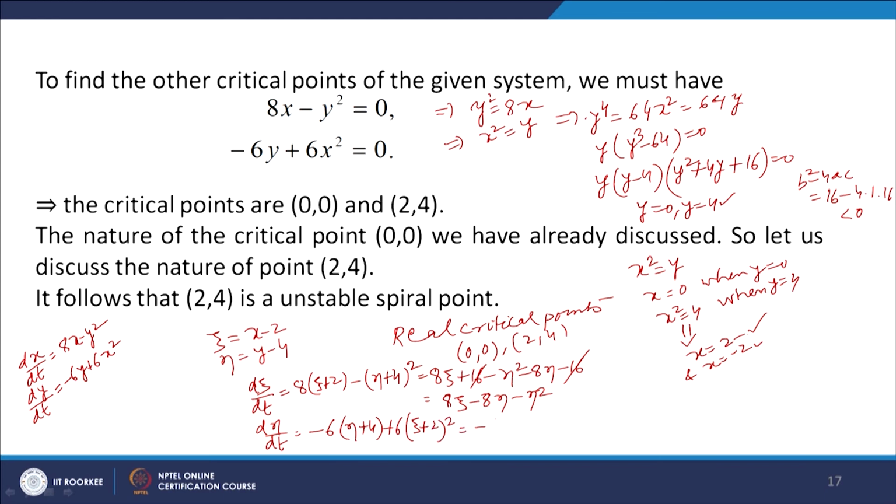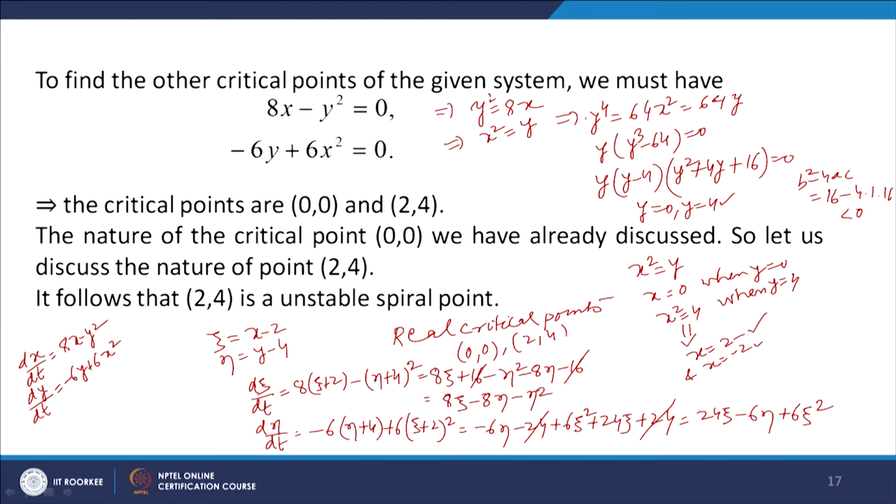So, we get minus 6 eta minus 24, and here we have 6 xi square and we have 4 xi. So, 24 xi, and 4 into 6 is 24. So, this cancels with this and we have 24 xi minus 6 eta and plus 6 xi square. Now, you can see d xi by dt is equal to 8 xi minus 8 eta minus eta square, d eta by dt is equal to 24 xi minus 6 eta plus 6 xi square.